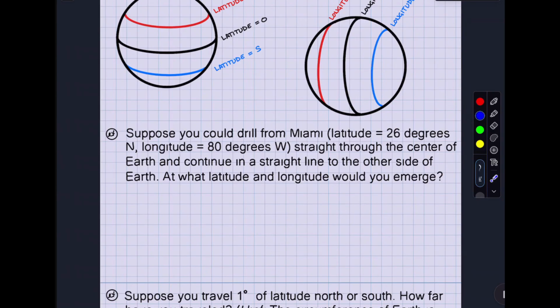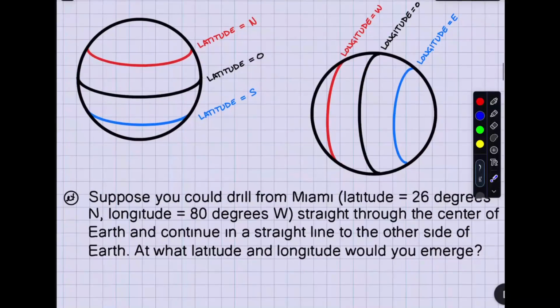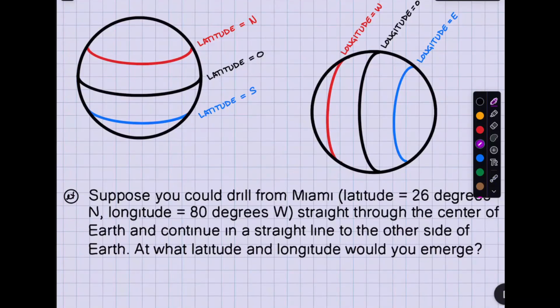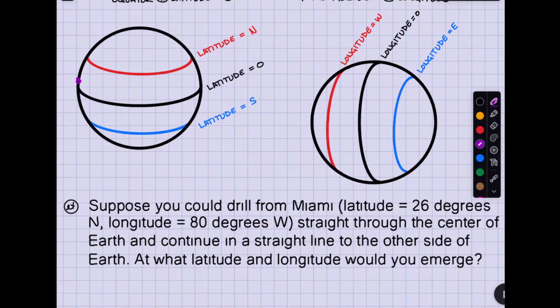Any ideas? I mean, think about this. So let's say that this says 26 degrees north, right, on my latitude. So let's say that this is my 26 degrees north. If I dug to the other side, wouldn't I be over here somewhere? Do you guys agree? Right? If I dug through the center, I'd be over there.